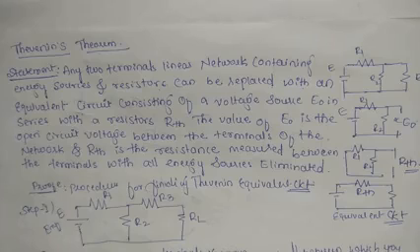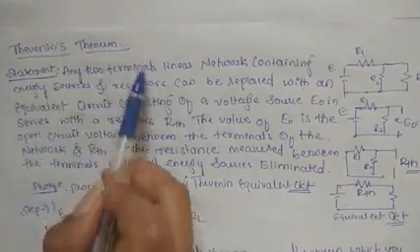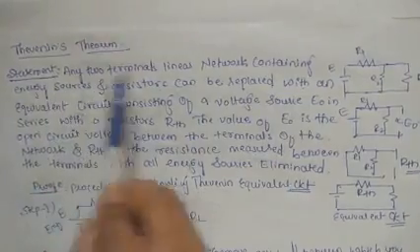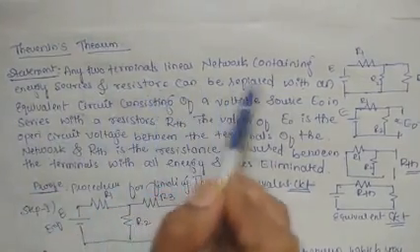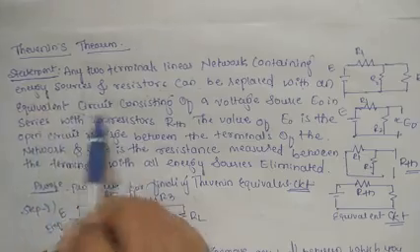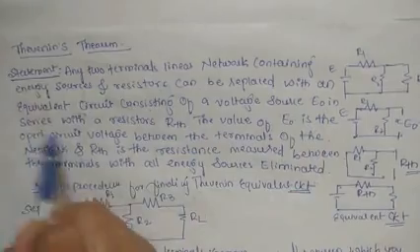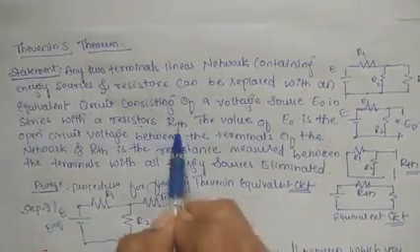First we are going to study the statement of the Thevenin theorem. Thevenin is the name of the scientist, and the theorem is what he proved about networks. Statement: any two terminals linear network containing energy sources and resistors can be replaced with an equivalent circuit consisting of a voltage source E0 in series with the resistor RTH.